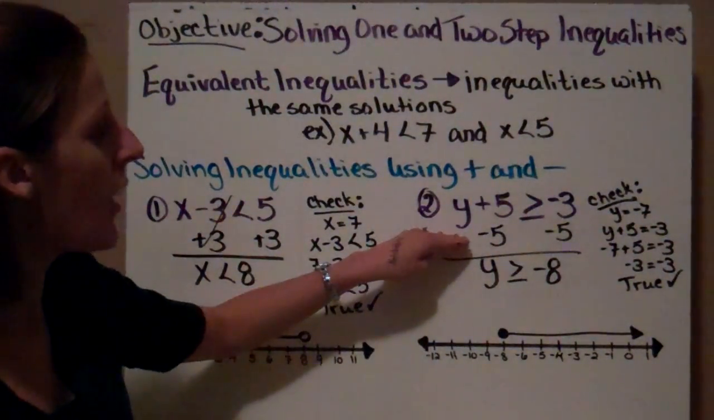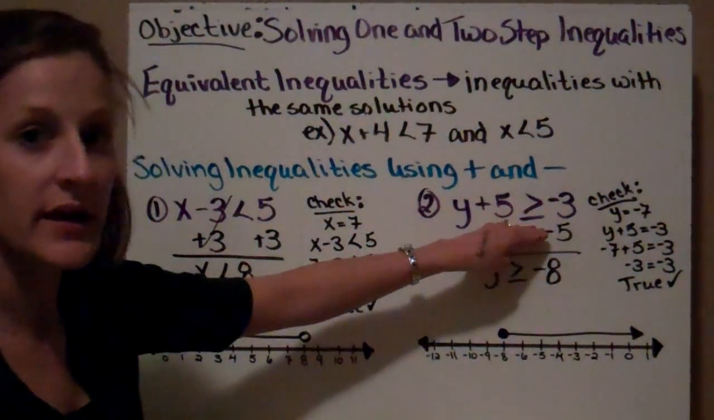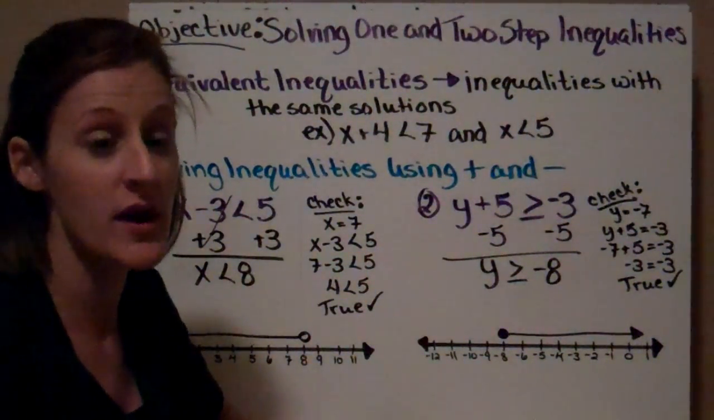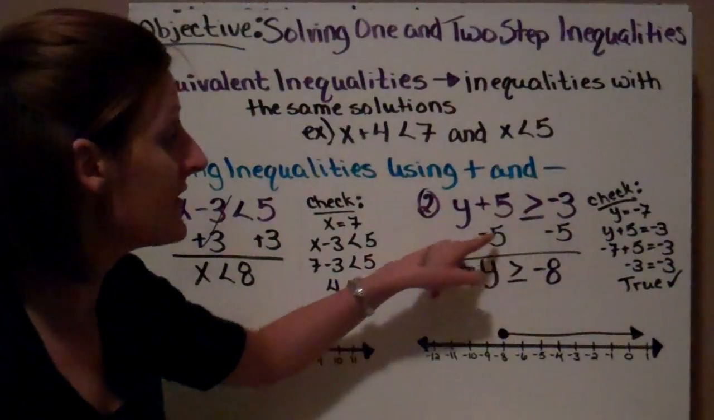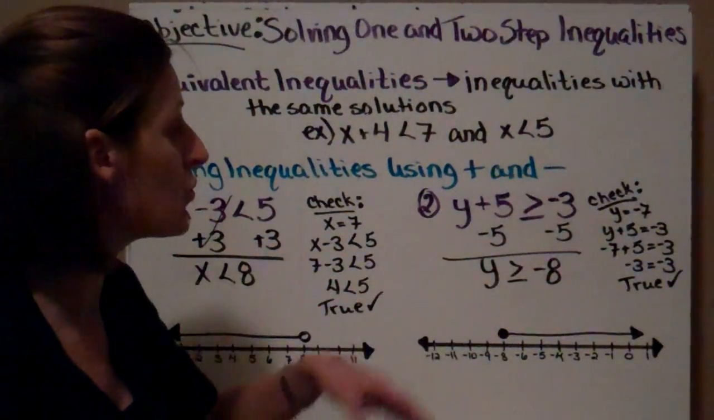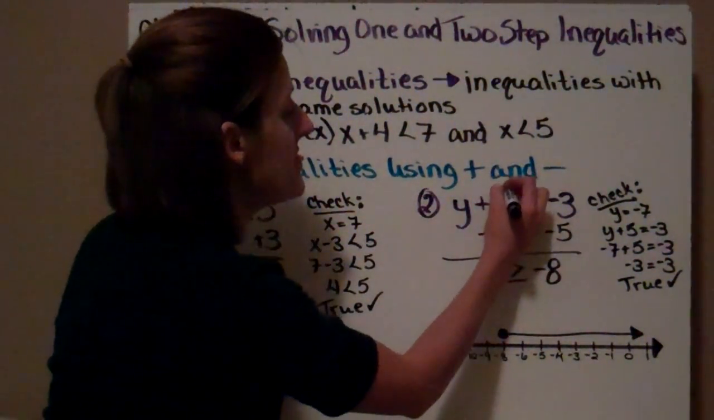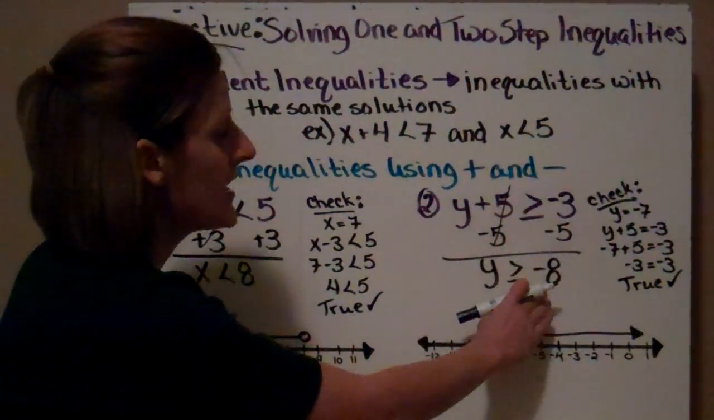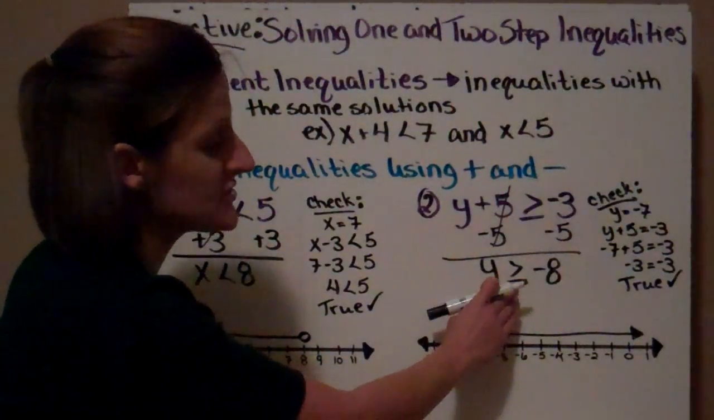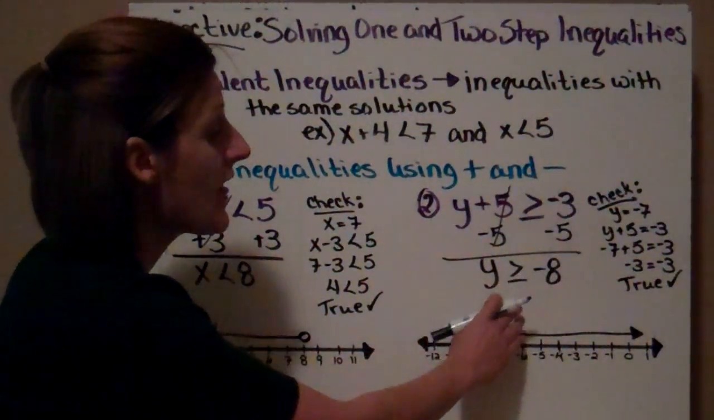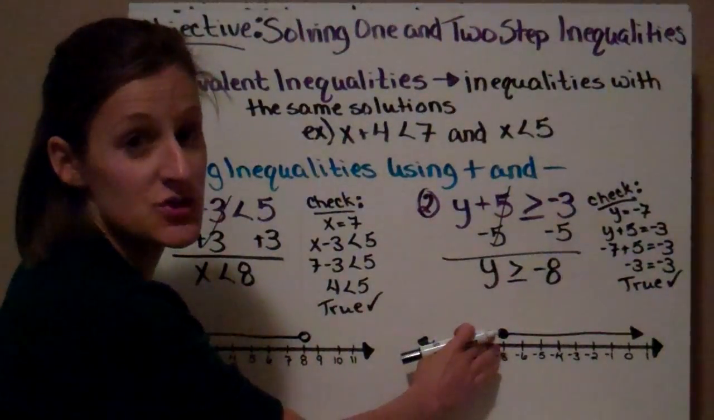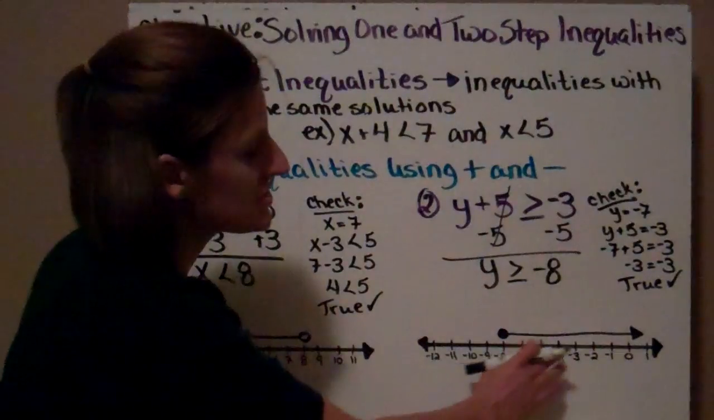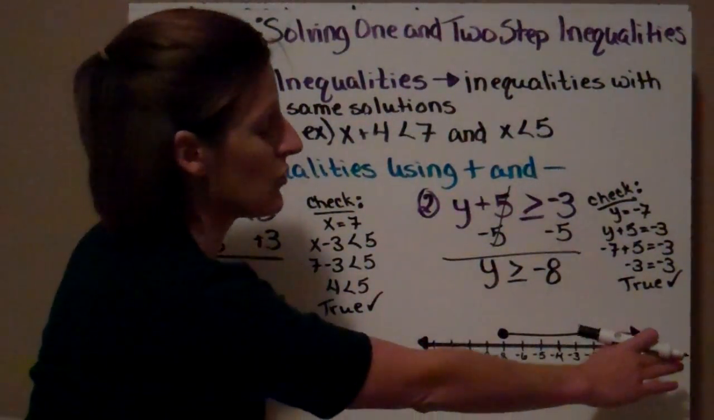And let's look at this one. y plus 5 is greater than or equal to negative 3. Alright, again, just like solving a regular equation, I'm going to subtract 5 from both sides. When I do y plus 5 minus 5, this zeroes out, and negative 3 minus 5 is negative 8. So I've got y is greater than or equal to negative 8. This equal to means I have a closed circle on negative 8, and since y is greater than negative 8, I want to shade everything to the right and draw my arrow to the right.